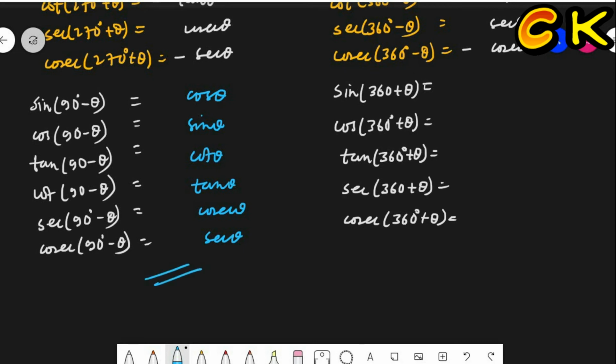Similarly, let's see the formula for 360 degree plus theta. It lies again in first quadrant, so everything is positive, and 360 degree means even multiple of 90, that is 90 into 4, so no change. So sin of 360 degree plus theta is sin theta, this is cos theta, down one tan theta, then sec theta, cosec theta, and cot of 360 degree plus theta was left, so its answer will be cot theta.